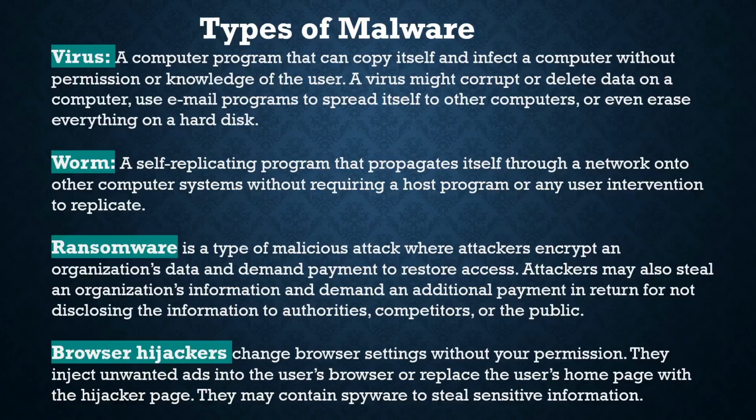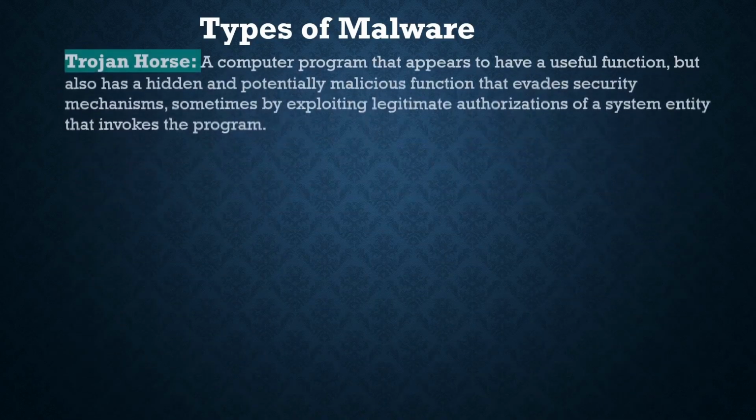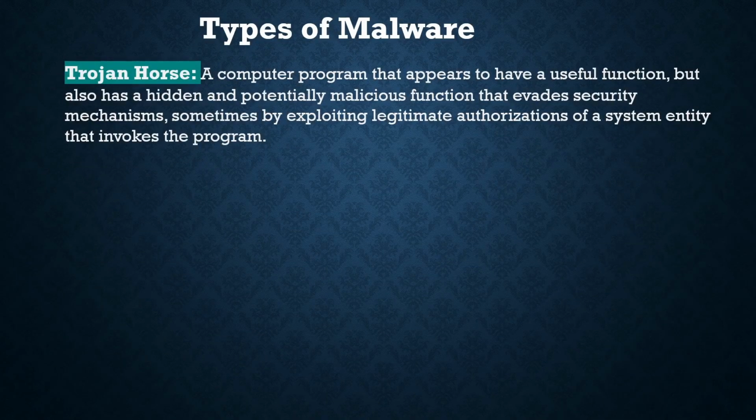Next is browser hijacker, and it can change your browser settings without your permission. So they inject unwanted ads into the user's browser or replace the user's home page with the hijacker page. They may contain spyware to steal sensitive information. Next is Trojan horse, a computer program that appears to have a useful function but also has a hidden and potentially malicious function that evades security mechanisms. Like it looks legitimate, but it has some malicious function in that particular program.